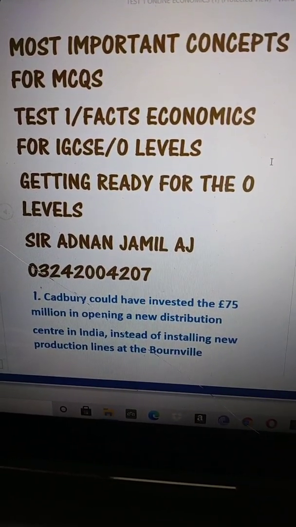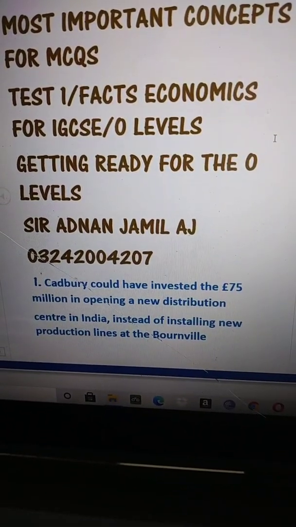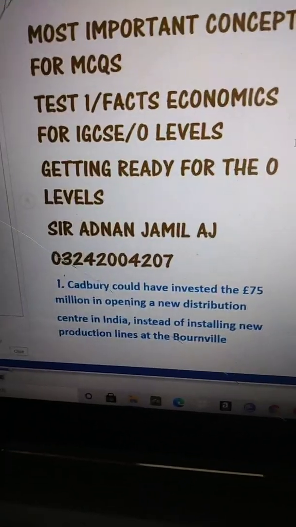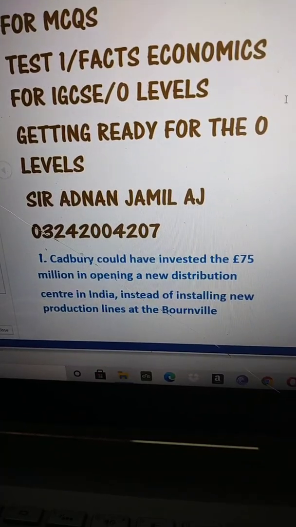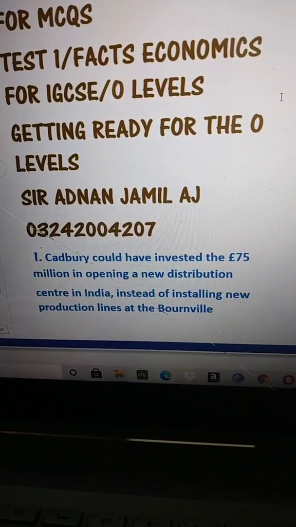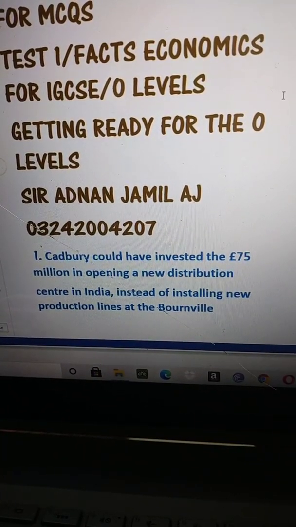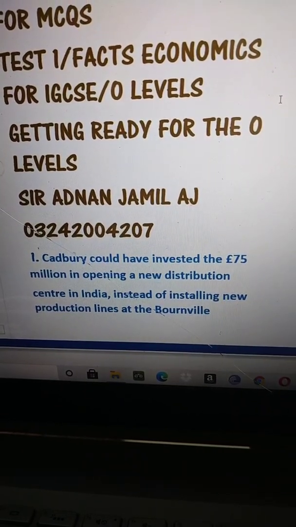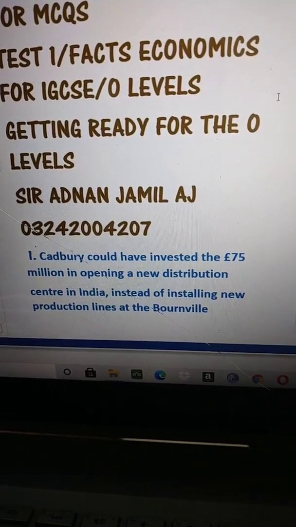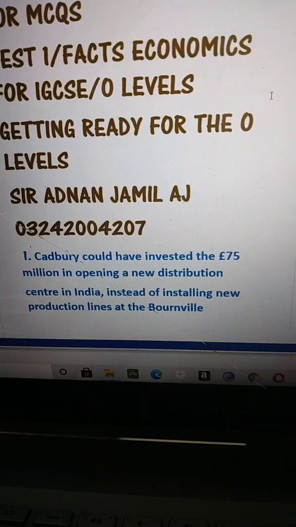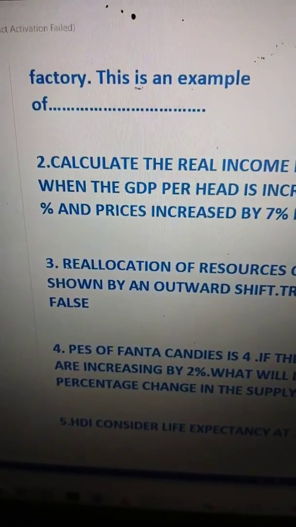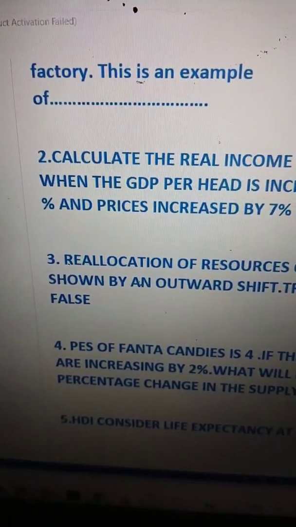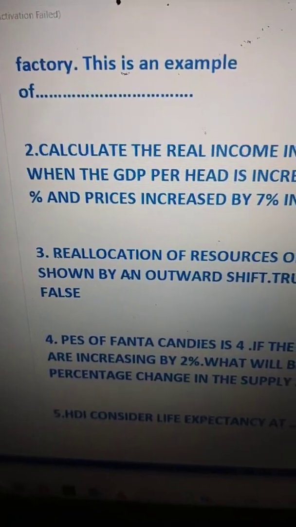But for the students who are not here, the first one: Cadbury could have invested the $75 million in opening a new distribution center in India instead of installing new production lines at the Bournville factory. This is an example of opportunity cost because they are opting for one option and leaving the other option behind.